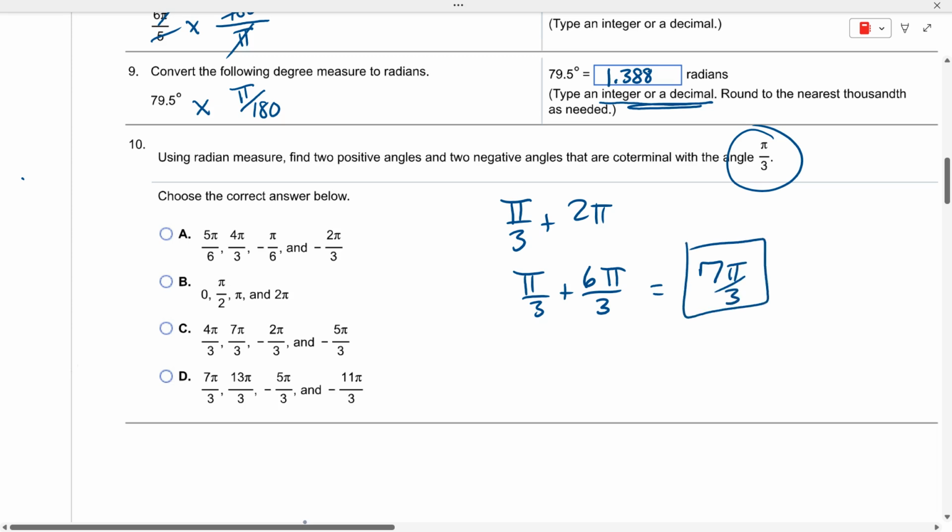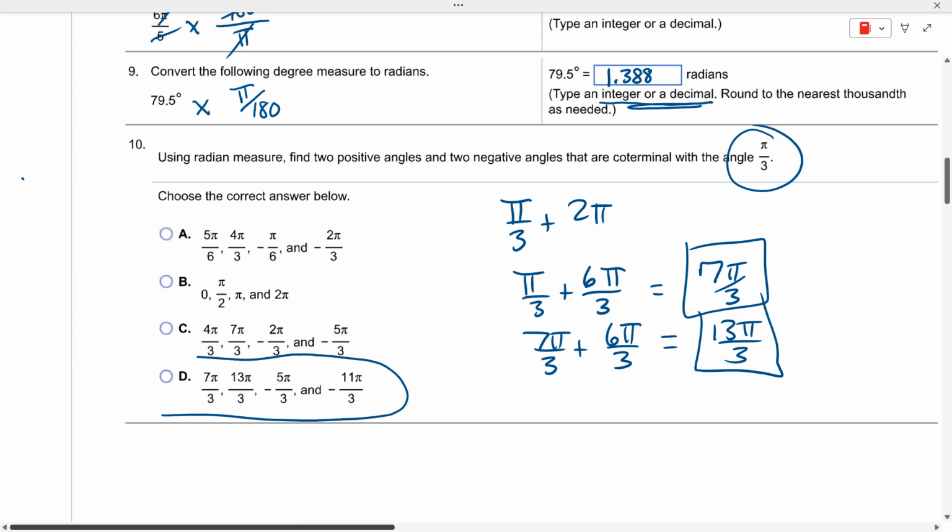Okay, that's one answer. Then you have 7 pi over 3, and you're going to add another 6 pi over 3 because you have to go around again, and you get 13 pi over 3. So the only answers with both 7 and 13 in them is choice D.